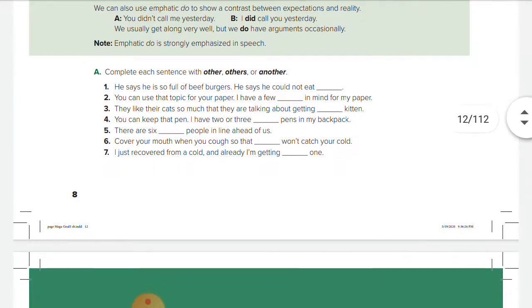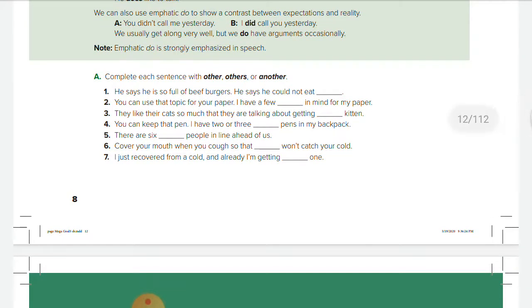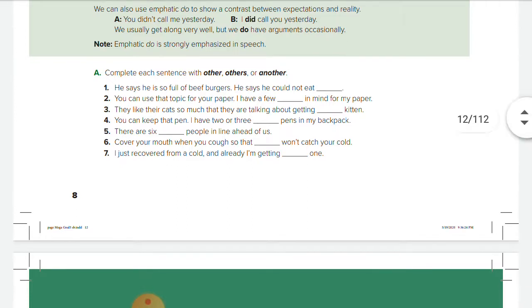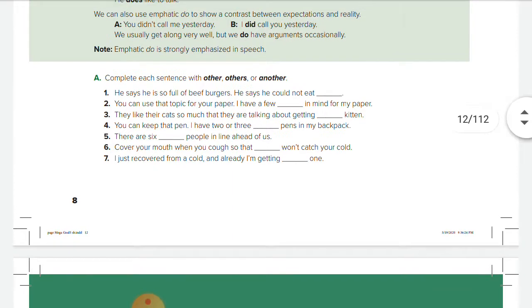We can also use emphatic do to show a contrast between expectations and reality. You didn't call me yesterday. I did call you yesterday. This is a contrast between expectations and reality. The reality: you didn't call me. The expectation: I did call you yesterday. We usually get along very well, but we do have arguments occasionally. Note, emphatic do is strongly emphasized in speech.